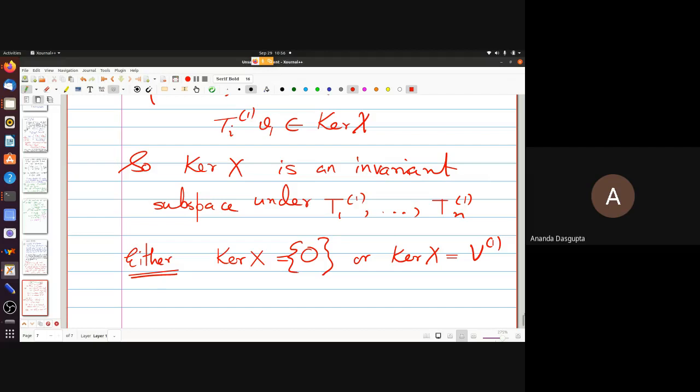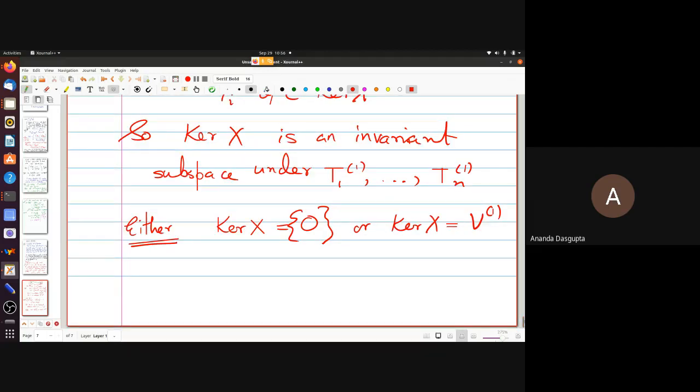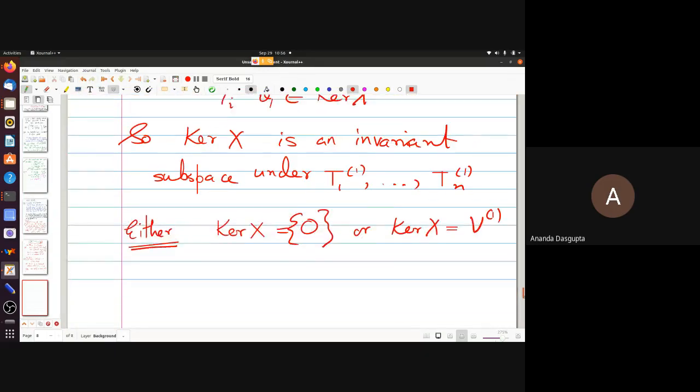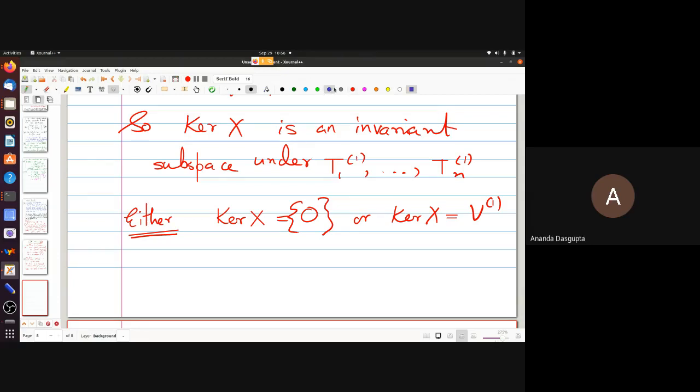Are you with me so far? If any confusion, please tell me. But now we have two cases. What does this tell you about X? Yes? If Ker X is V1, what does it tell you about X? A zero map. It has to be the null map, right? Because then it takes every element of V1 and maps it to 0.